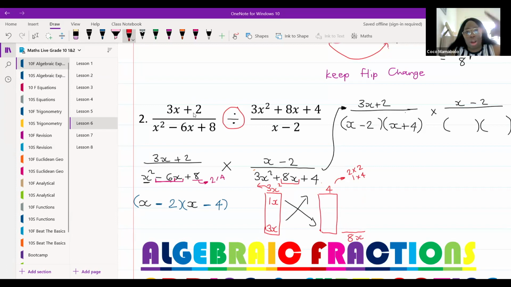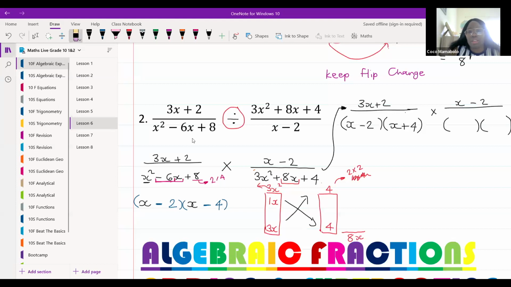Maybe let's switch them around. Maybe let's put the 4 here and let's put the 1 there. Maybe that will help. 1x times 4 will give us 4x. And 3x times 1 will give us 3x. But I know that 3x plus 4x is not going to give me 8x. It's going to give me 7x. So that doesn't work either. So we know now that 1 and 4 don't work.